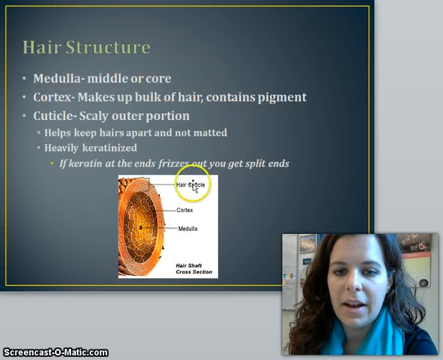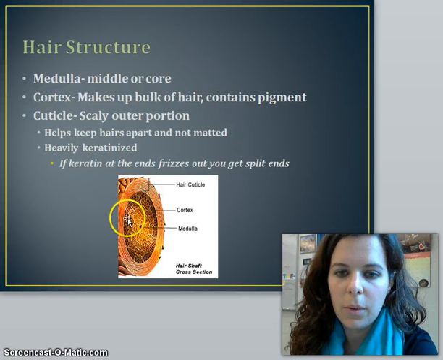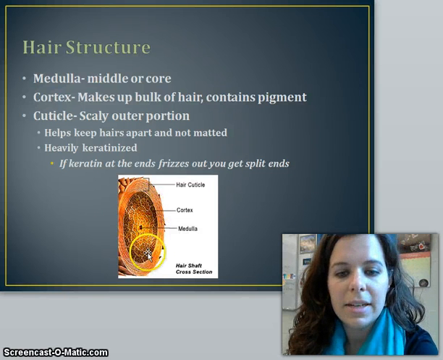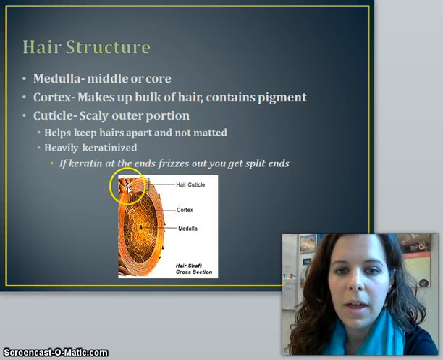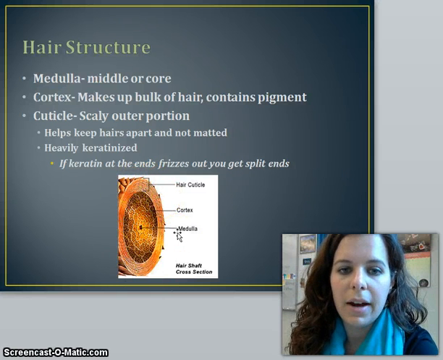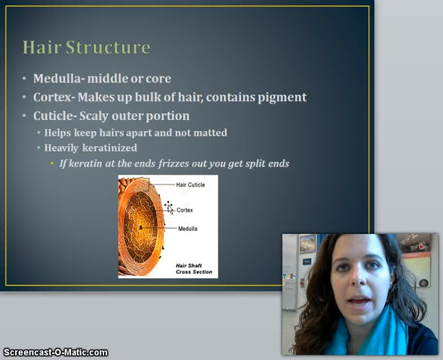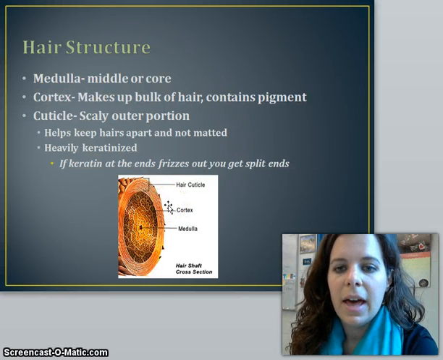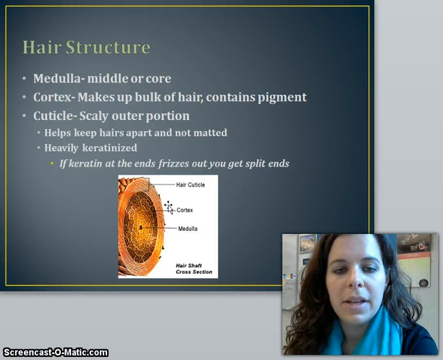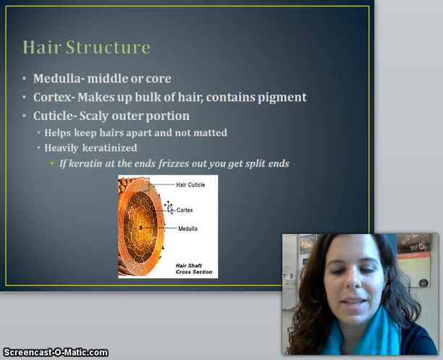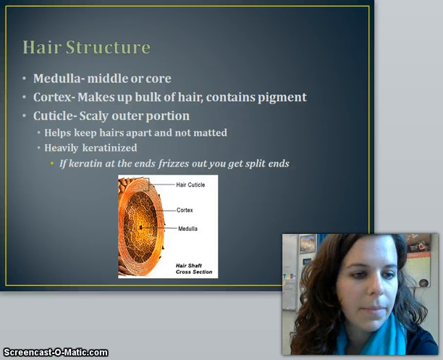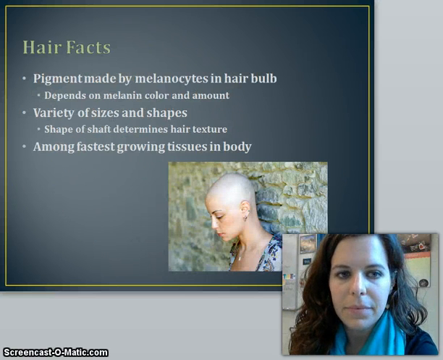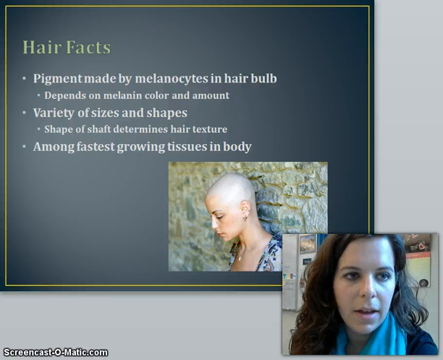So here's the structure of a hair. The medulla is the middle. The cortex makes up the bulk of the hair and contains the pigment, at least in humans. And then you have your cuticle, which is the scaly outer portion of the hair, and that helps keep your hairs apart and not matted together. It's heavily keratinized, so if the keratin frizzes out at the ends, you get split ends, which I think I have right now.